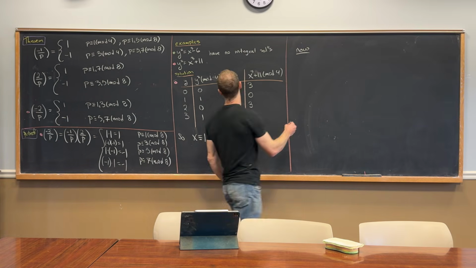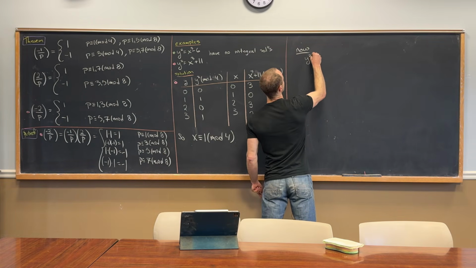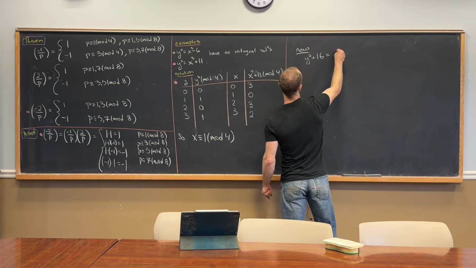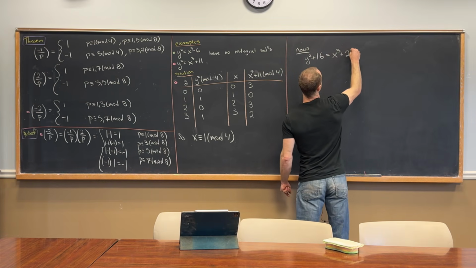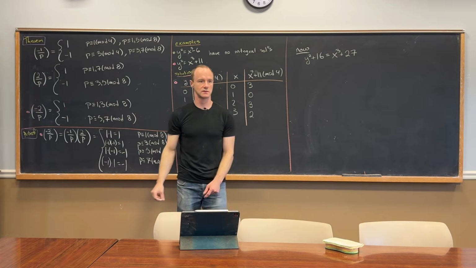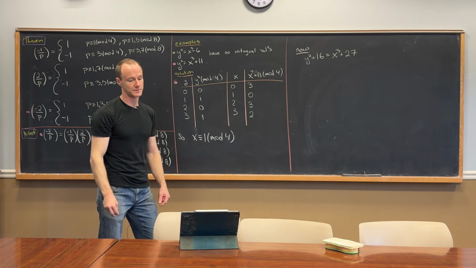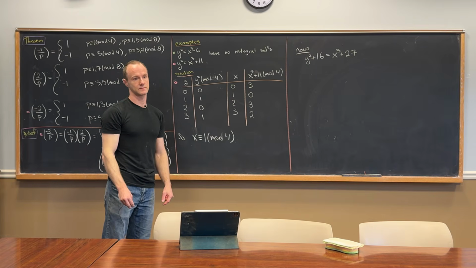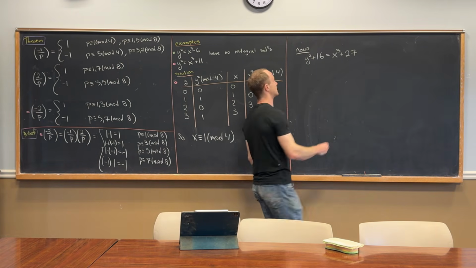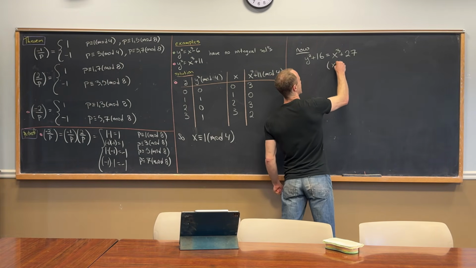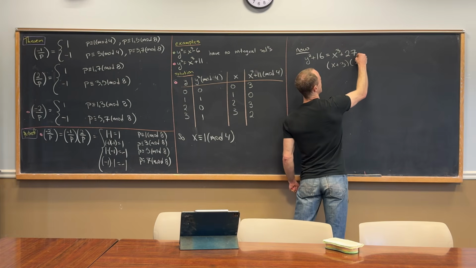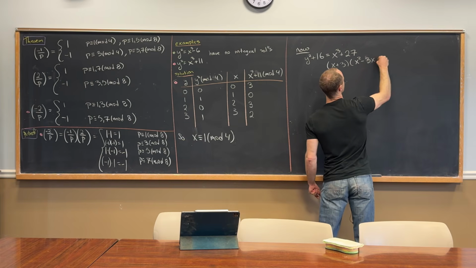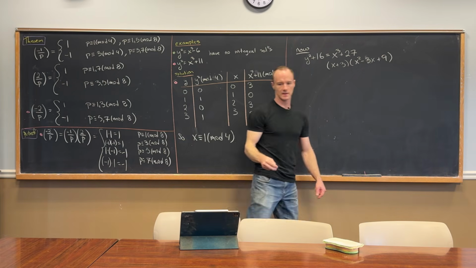Now we're going to do this. Now y squared plus 16 is the same thing as x cubed plus 27. Why 27? Because it's a perfect cube, and we can do the sum of cubes formula. So what does the sum of cubes formula give you here? x plus 3 times x squared minus 3x plus 9. It's like the opposite of difference of cubes.